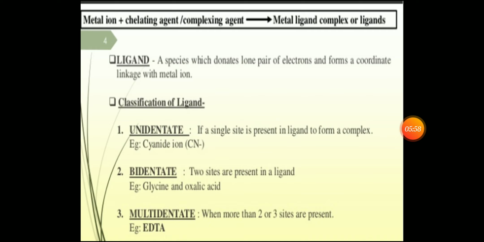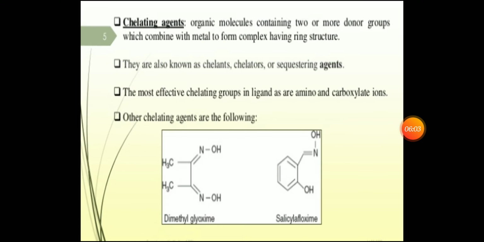Okay, this is the simple meaning of the ligands and the classification of that. Next we will see what is the meaning of the chelating agents. Next question, what is the meaning of chelating agent? It is an organic molecule. Simply, it is an organic molecule containing two or more donor groups.